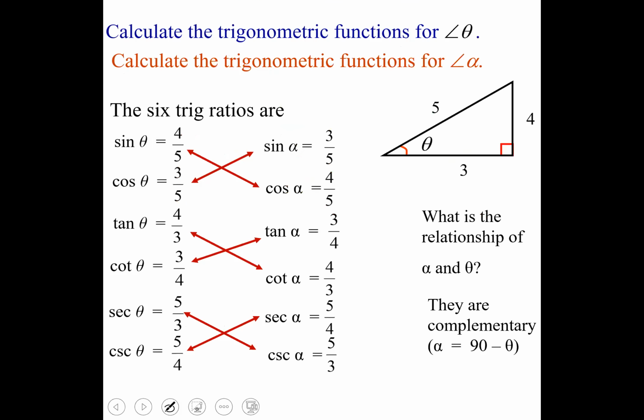This is the explanation of what I solved now. These are the 6 trigonometric ratios. You mean this is alpha? I think tan alpha is 3 over 4. This angle is alpha, and this is theta. And this is some calculation to find the sine and cosine.